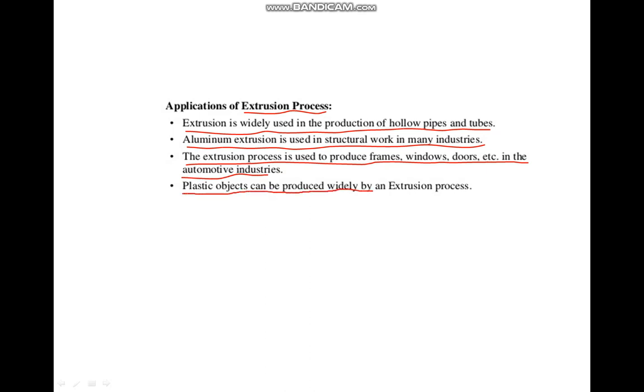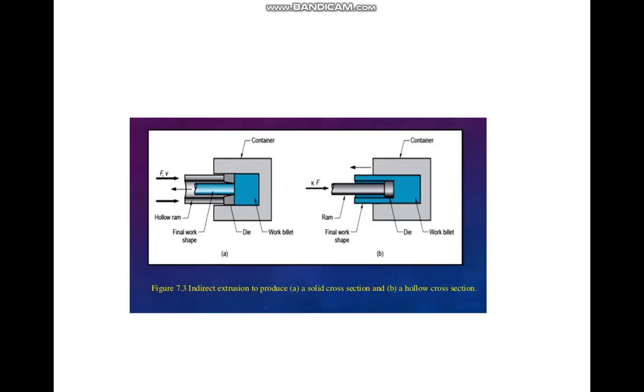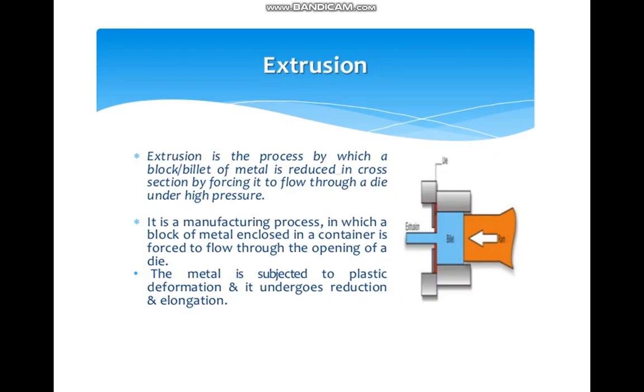So what are the applications of the extrusion process? Extrusion is widely used in the production of hollow pipes and tubes. Aluminium extrusion is used in structural work in many industries. The extrusion process is used to produce frames, windows, doors, etc. in the automotive industries. And plastic objects can be produced widely by an extrusion process. These are the various diagrams of the direct extrusion and indirect extrusion process. This is very similar to what we discussed in previous slides.